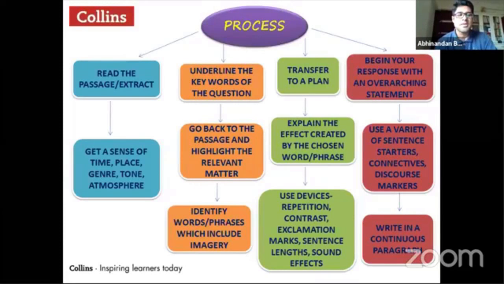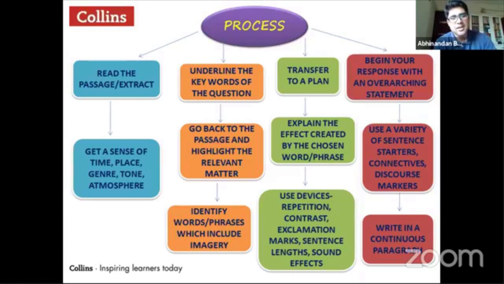So this is a process that will be really helpful for slow learners or learners with learning difficulties, special learners, and of course for all our cohorts across the length and breadth of the country and elsewhere. So the process is very important. The first stage is to read the passage or the extract very carefully. Get a sense of time, place, genre, tone, and atmosphere.